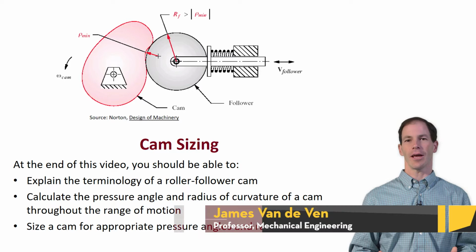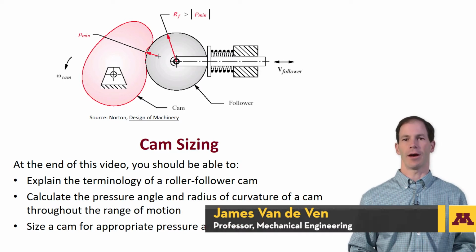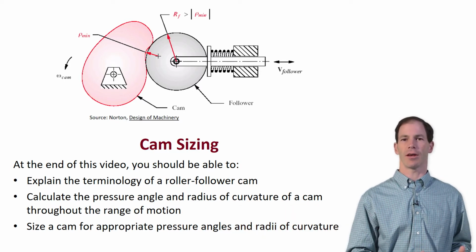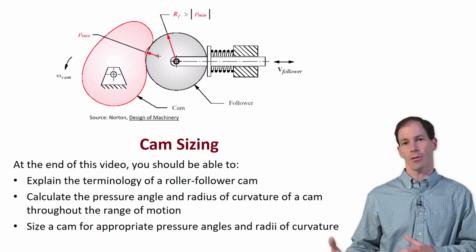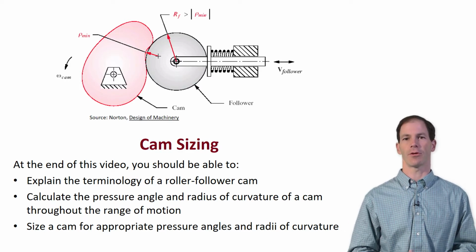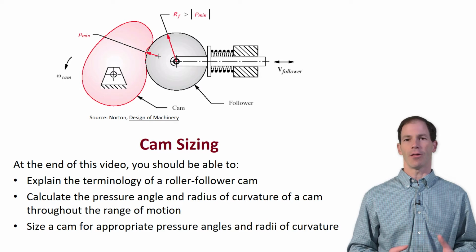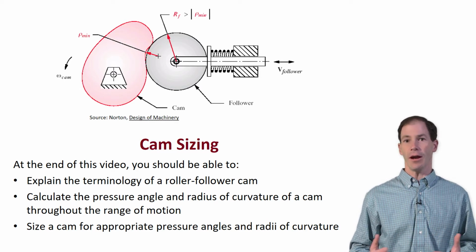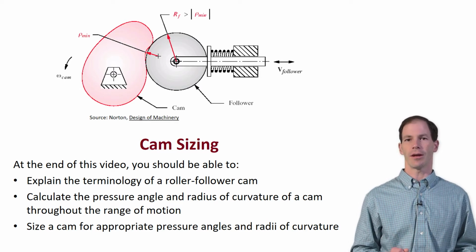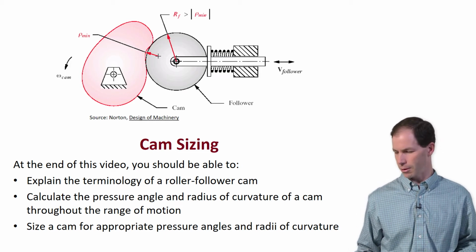So thus far in our CAM discussion, we've talked about the SVAJ diagrams, but we haven't gotten to the point of actually saying how big should my CAM be, how large should my roller follower be. That's the focus of what we're going to talk about today. Now, it seems relatively straightforward, and it is, but there are a few areas that need specific attention that can otherwise result in a poor CAM design. So that's what we're going to focus on.